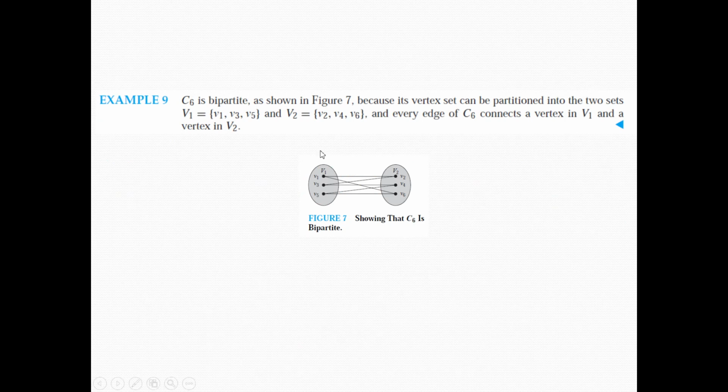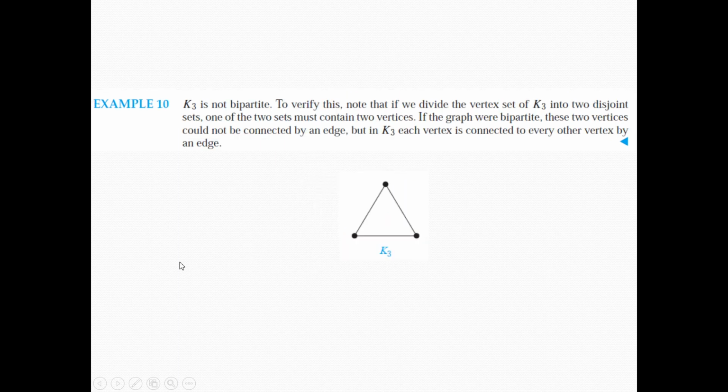C6 is bipartite. So what was C6? It was a cyclic graph with 6 vertices, right? So we can find the disjoint sets V1, V3, V5 and V2, V4, V6. That is, odd subscripts and even subscripts. So C6 is bipartite. K3 is not bipartite, so this is the figure for K3. We are not able to find two disjoint sets such that they are not connected within the set, and they are connected to each other.